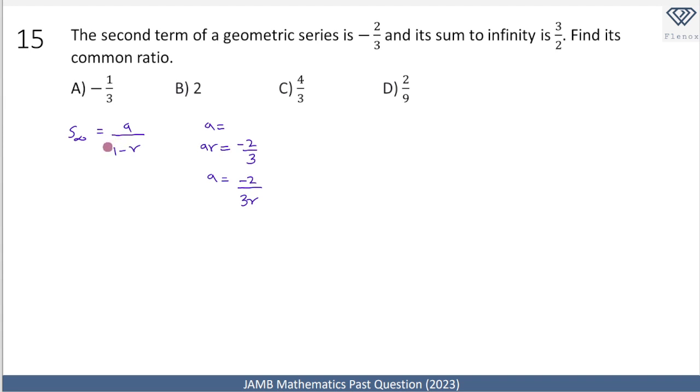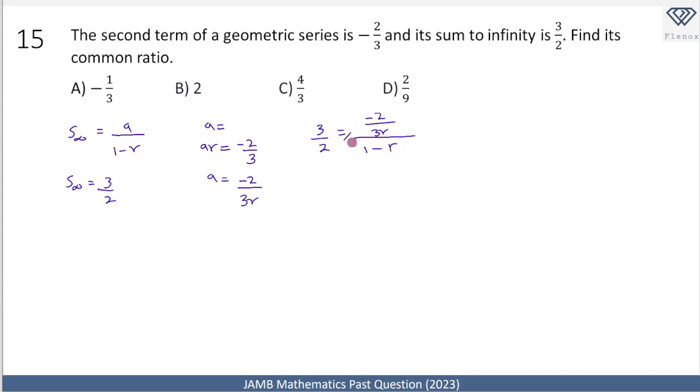Now, we are told the sum to infinity is 3 over 2. So we can substitute the value of the sum to infinity and the value of A into this equation and try to figure out what r is. So the sum to infinity, 3 over 2, will be equal to A, which is minus 2 over 3r, over 1 minus r. So what can we do now? Definitely, at this point, we can cross multiply.